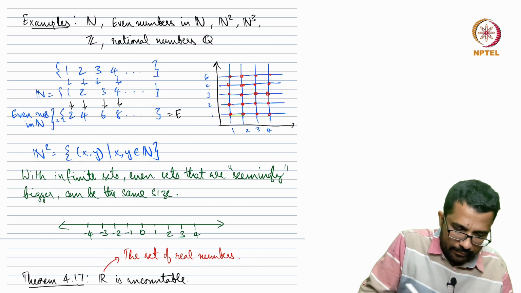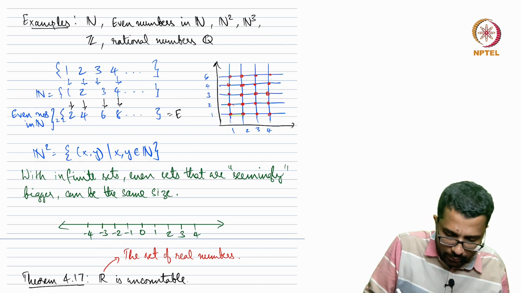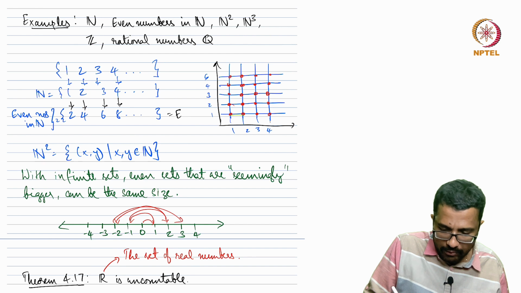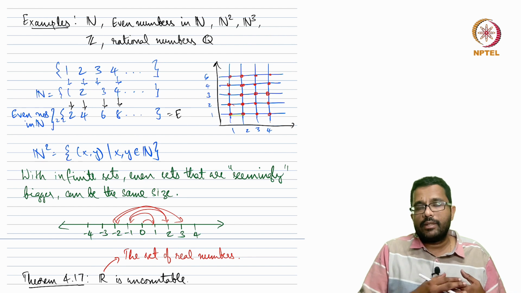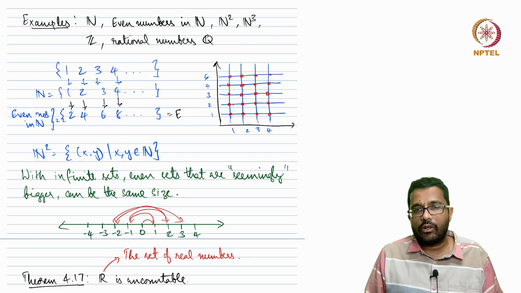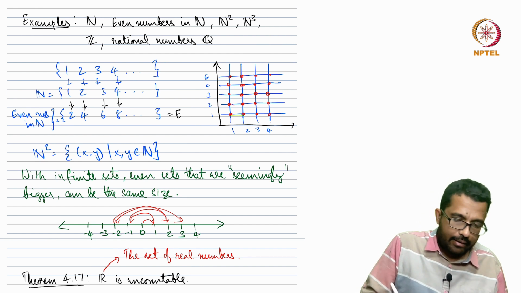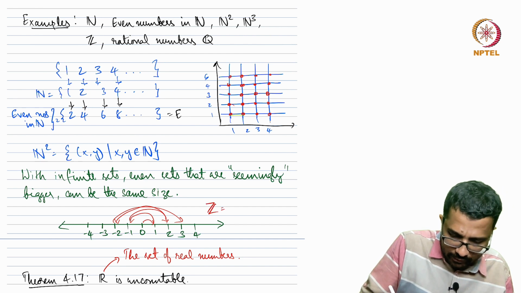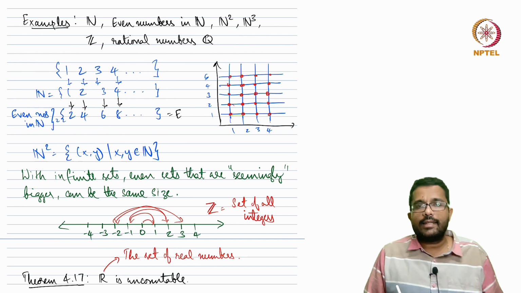You just want to map everything, right? You start from 0, then you go to 1, then you go to minus 1, then you go to 2, then you go to minus 2. So you can start from the center and they kind of spread out. 3, minus 3, 4, minus 4, and so on. So all the positive as well as negative integers are all covered. So Z, the set of integers, is also countable, right? Z is the set of all integers, not just natural numbers, positive as well as negative.